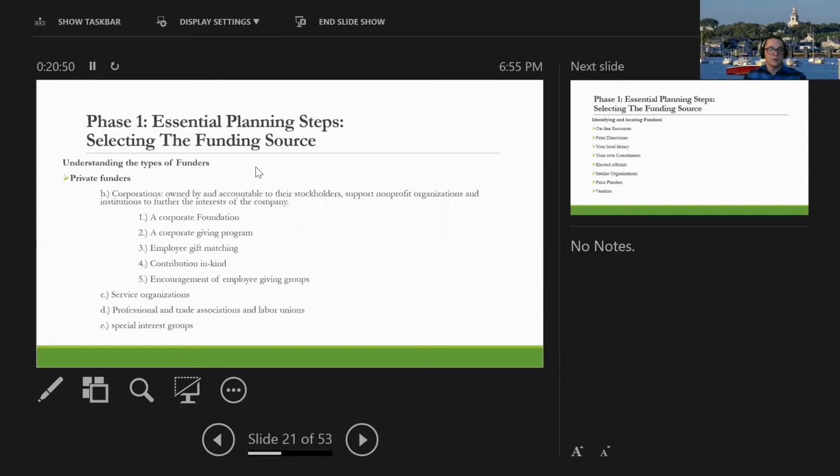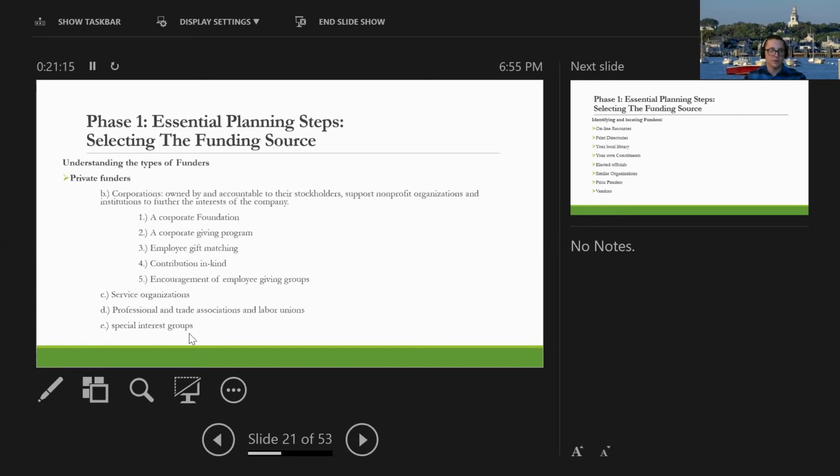We come back into private funders. You can have your corporate foundation, corporate giving program, employee gift matching. We see that a lot. Places that we work, you might work in an organization that will match a gift that you make to a nonprofit. Contribution in kind is also common.